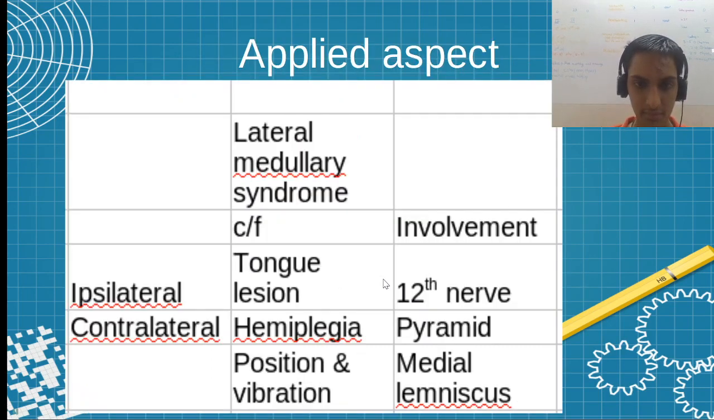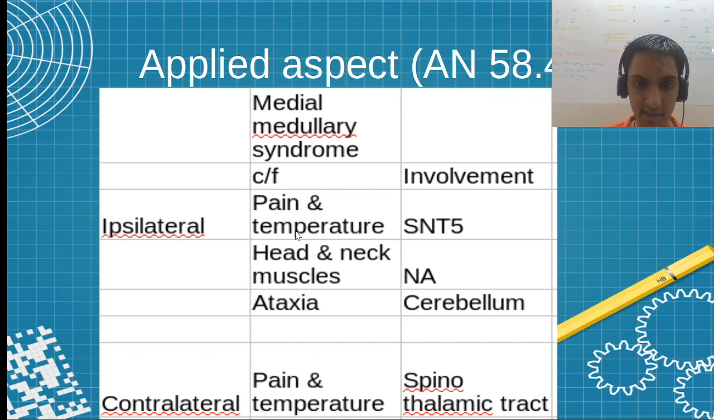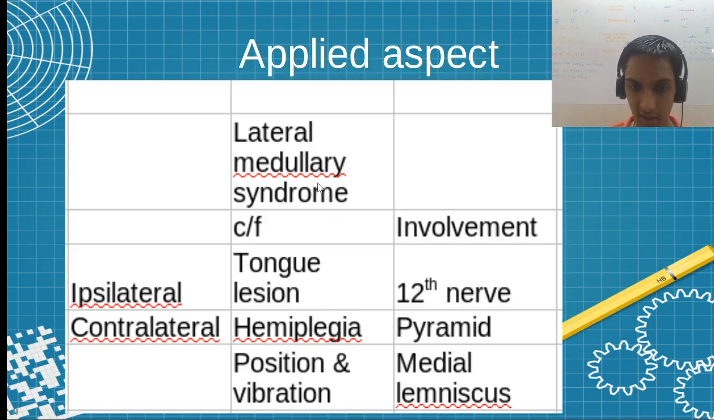Okay. Now, lateral medullary syndrome. Let's compare. Ipsilateral, there is a lesion of the tongue. What was it here? Pain and temperature. Here it is the tongue lesion. What is supplying the muscles of tongue? If we know that, it's very easy. 12th nerve. But exception is palatoglossus, that is the pharyngeal plexus of vagus. And contralateral, we have hemiplegia, position and vibration. Hemiplegia is due to the pyramid, position and vibration, medial lemniscus.